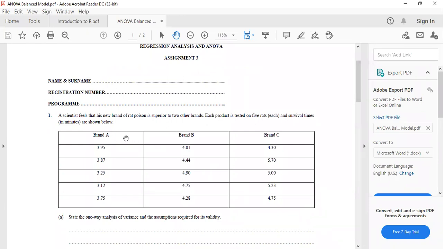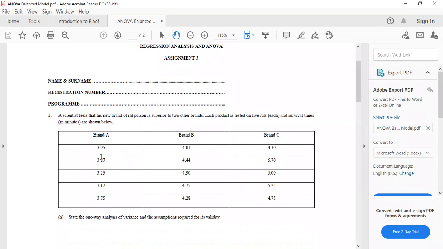In this situation, we've got three treatments. We've got brand A, brand B, and brand C, right? So if these are treatments, in each treatment, how many observations do we have? We've got 5 observations. That makes it a balanced design model.